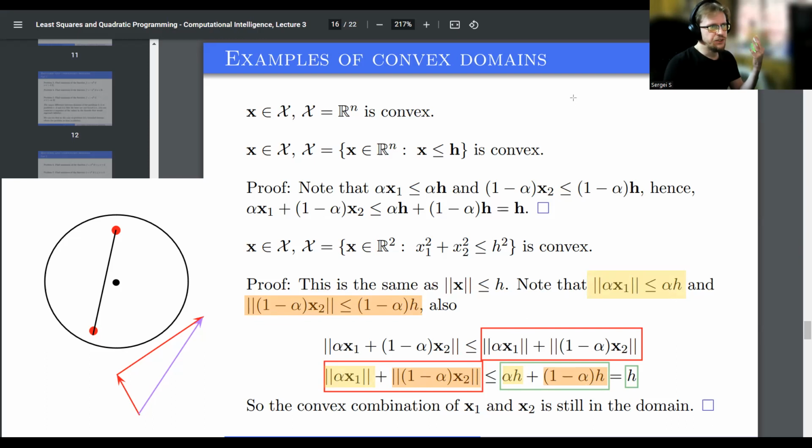Those types of proofs look tedious, but they're actually relatively easy. Relatively easy. Any questions about this proof? All right.